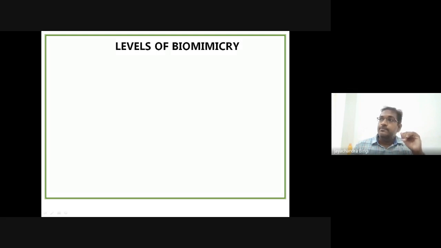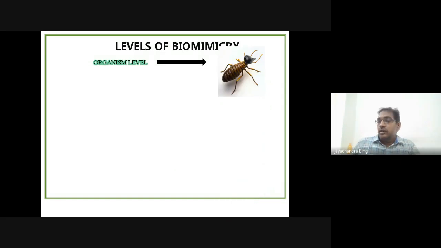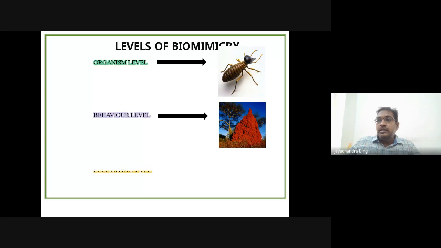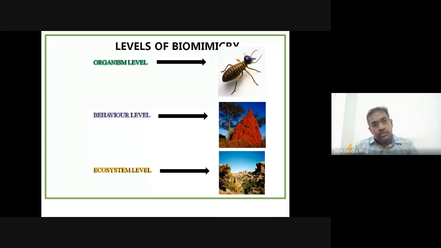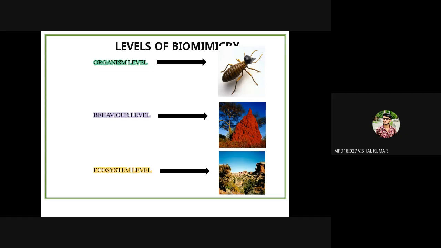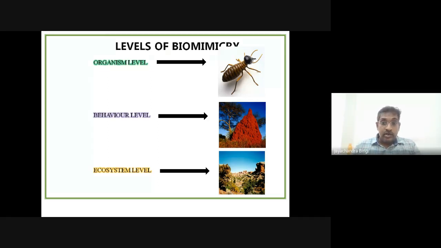The first level is the organism level, then the second is the behavioral level, then the third is the ecosystem level. If I say organism level, what do you think? The form and function of that organism. It's true, correct. You may consider the form or the function of a specific organism or a specific species. But is it like a part or the whole system? Is my question clear? Is it a part or a complete system you are going to consider?